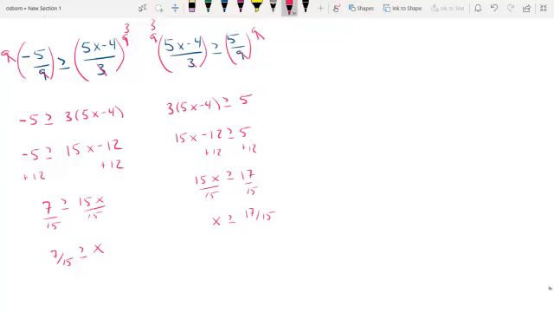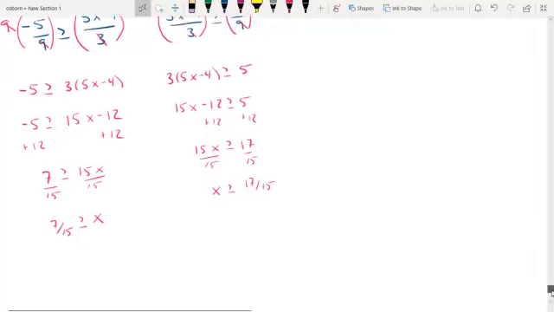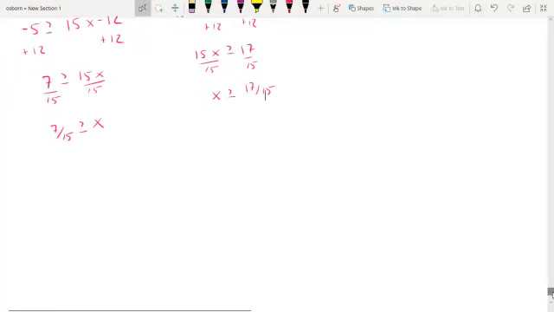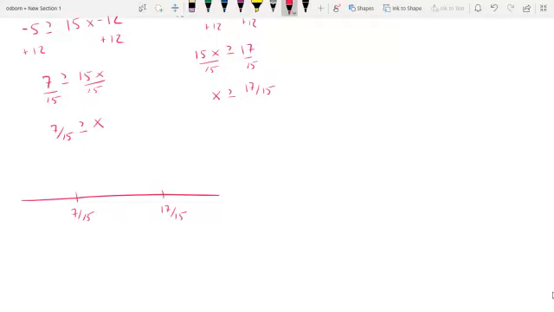For me personally, at this step, I like to go ahead and just draw a number line because it helps as far as writing it in interval notation. So I just sketch out a quick number line, and I've got 7 over 15 here, and I've got 17 over 15 here. So if I'm saying that x is greater than or equal to 17 over 15, I'm going to have a bracket, and I'm going to go in this direction to the larger numbers. If x is less than or equal to 7 over 15, I'm going to have a bracket, and I'm going to go towards the smaller numbers.